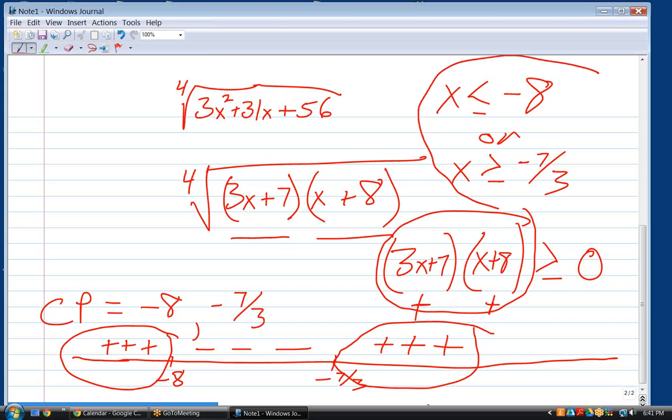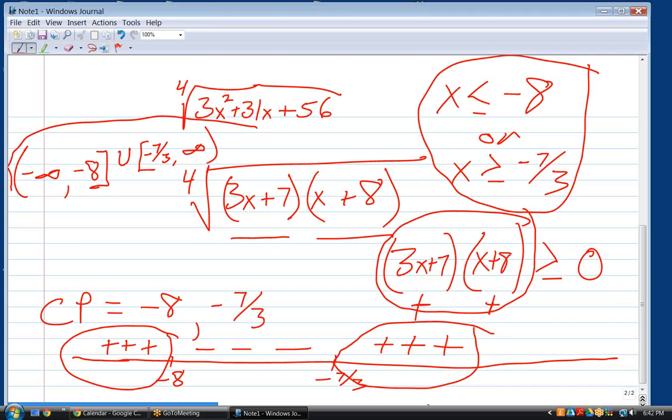So there's your domain. Now, if you need to put that into interval format, it would be minus infinity to minus 8 with a bracket, in union with minus 7/3 to infinity. So there's your domain. Okay?